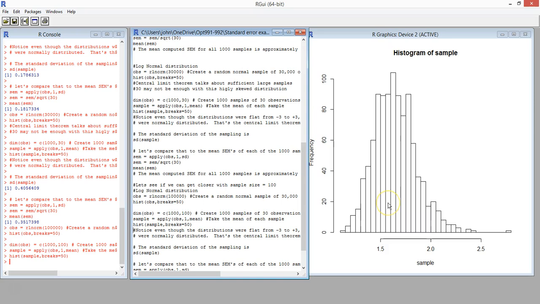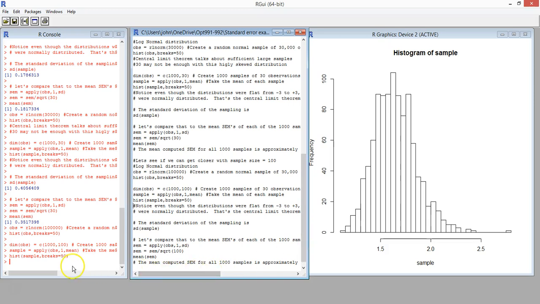Again, that's the central limit theorem. It says that the sampling distribution of means is normally distributed if the sample size is large enough. And when you have a super skewed distribution like the log normal, you need a much larger sample size to meet the assumptions. All right, that's it.